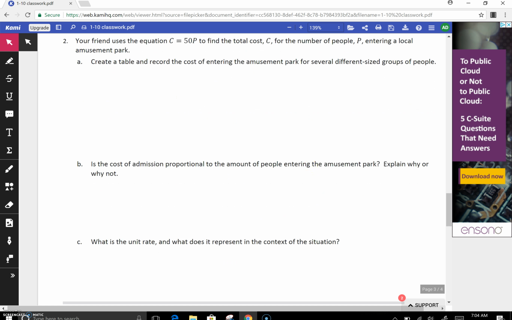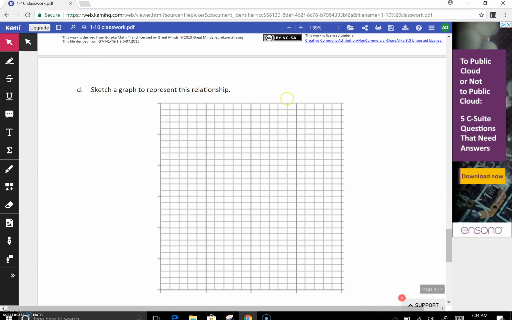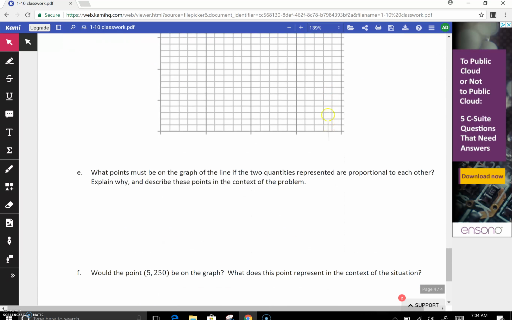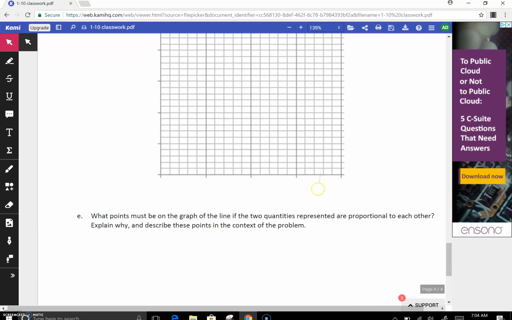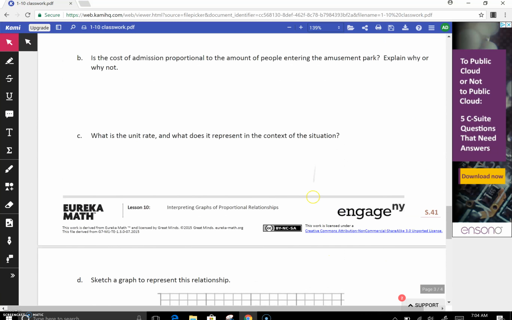And then it says, is the cost of admission proportional? What you're going to do is take your table and make ratios and simplify those to see if you can find a unit rate. And then last, you're going to graph that information. We can do that together as a class if you're struggling with that. So you're going to take your table and make ordered pairs out of it and then graph those ordered pairs.